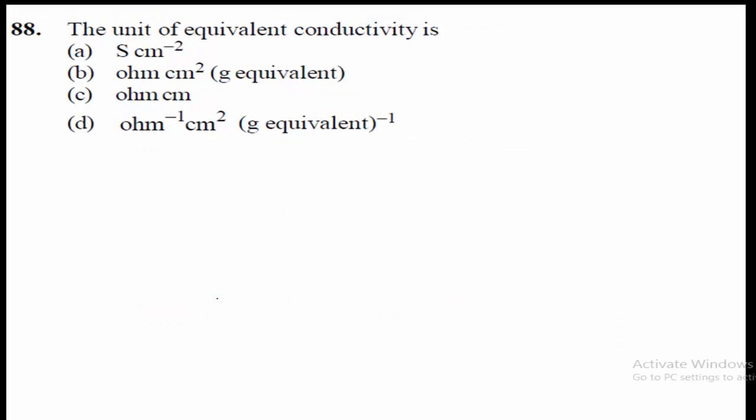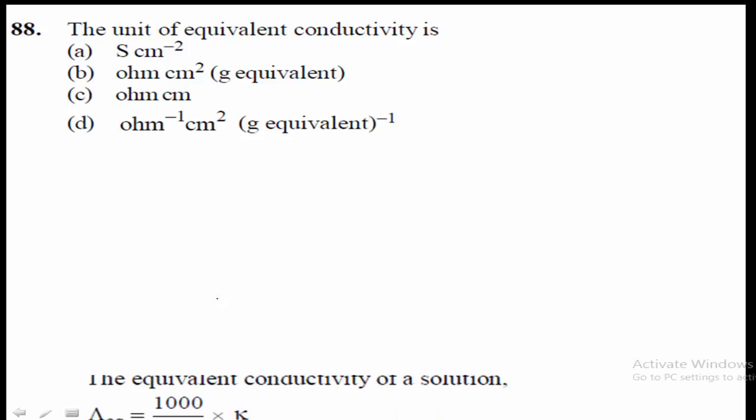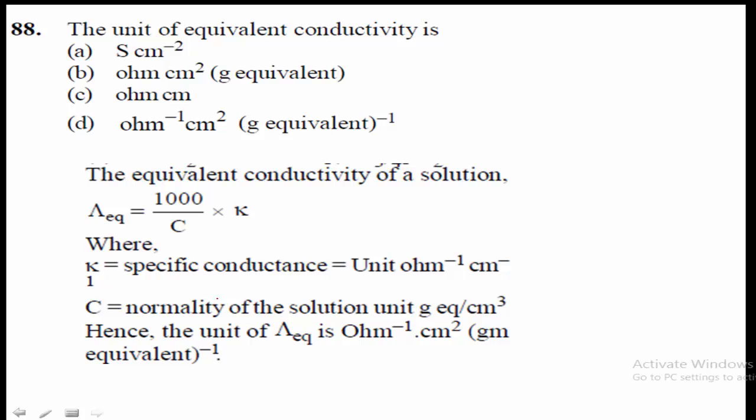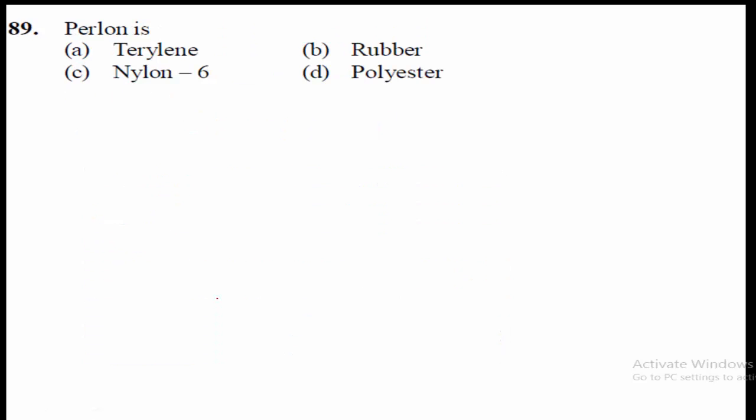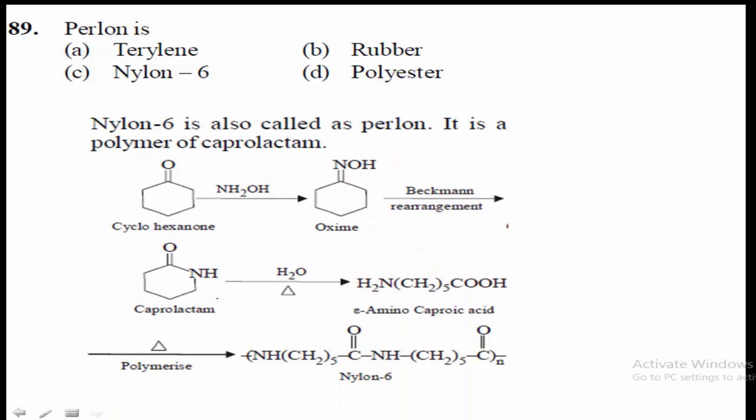88th, the unit of equivalent conductivity is, as you already know, per ohm square centimeter per gram equivalent. That can be explained with the help of the formula. It is per ohm centimeter square. Then 89th, Perlon is made up of nylon 6. It is a polymer of caprolactam which can be prepared by Beckmann rearrangement.